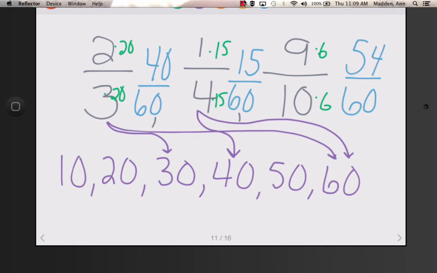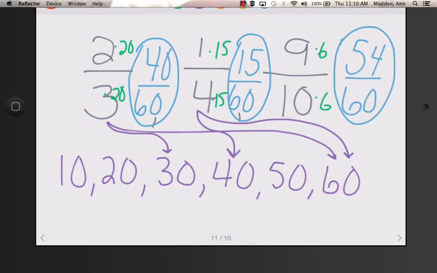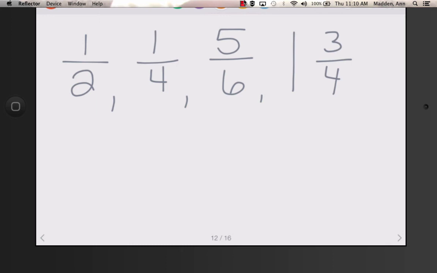Now I can compare all of them using my fractions with my common denominator. Which one's the greatest? 54 over 60, which is 9/10. Which is the middle? 40 over 60, which is 2/3. And which is the least? 15 over 60, which is 1/4. Wow, let's take a look.